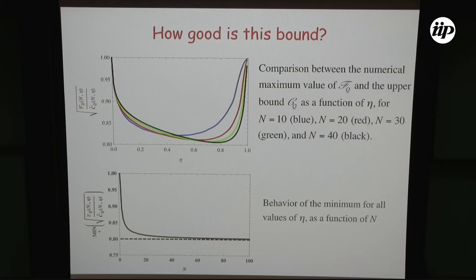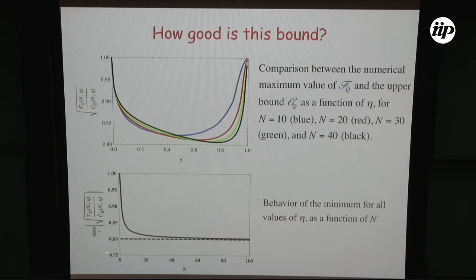And you see that for several values of n, this ratio is, of course, smaller than 1, but always larger than 0.8, which is very good, actually. Okay, so we have an error of 20%, so it's not that bad, okay, for this bound of the quantum Fisher information.